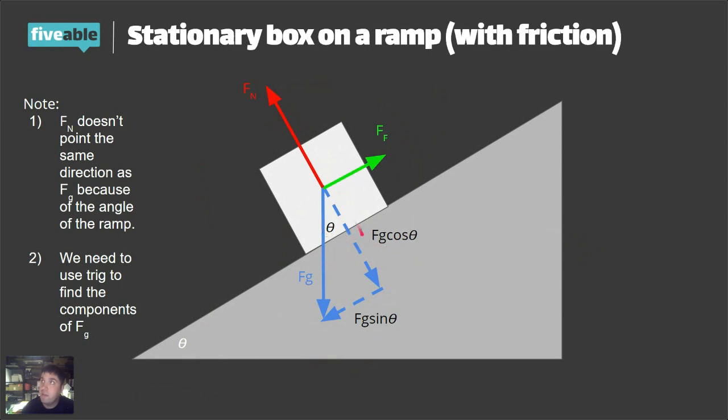This perpendicular side is adjacent to my angle, so I'm going to use cosine to find that. And the opposite side, this parallel part, gets the sine term. So it's the hypotenuse times the sine of theta for the opposite, and the hypotenuse times the cosine of the angle for the adjacent side. If we put all that together, the normal force perpendicular away must be equal to the perpendicular part of gravity, Fg cos theta, and the force of friction going up the ramp must be equal to the parallel part going down the ramp, Fg sin theta.